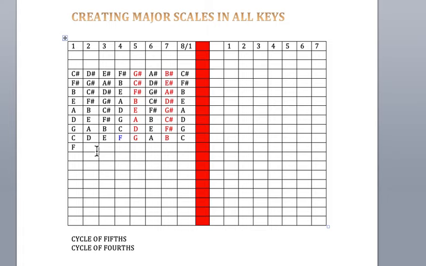That's step number 1: F, G, A, B, C, D, E, F. Now the next step is to flat the fourth. We flat it. Sorry, we put a B flat. So B flat there.